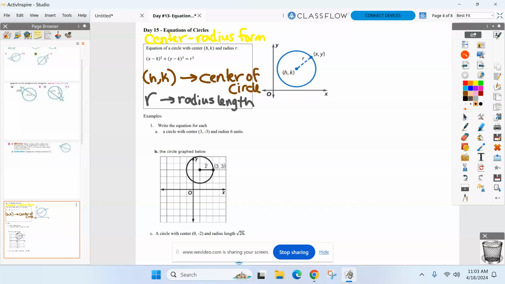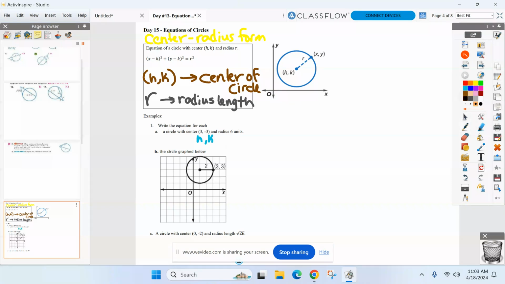All right, let's try this out. Writing the equation of a circle in center-radius form. All right, so part A. I gave you the center, and remember, the center comes in the form (h, k). So h is 3, k is negative 3. And the radius length is 6. I want to write the equation of this circle.